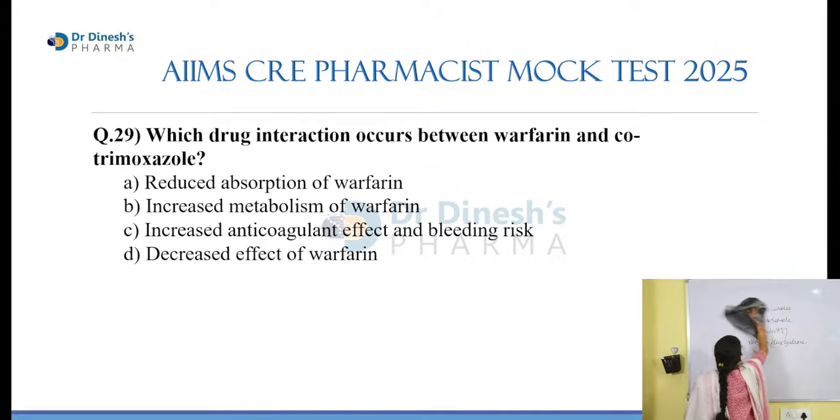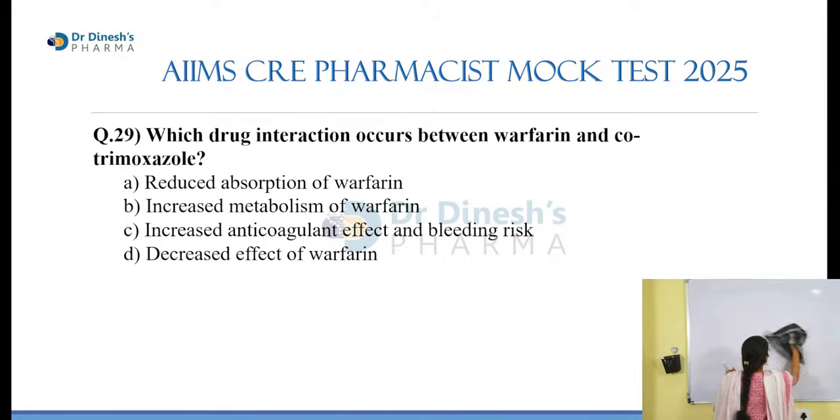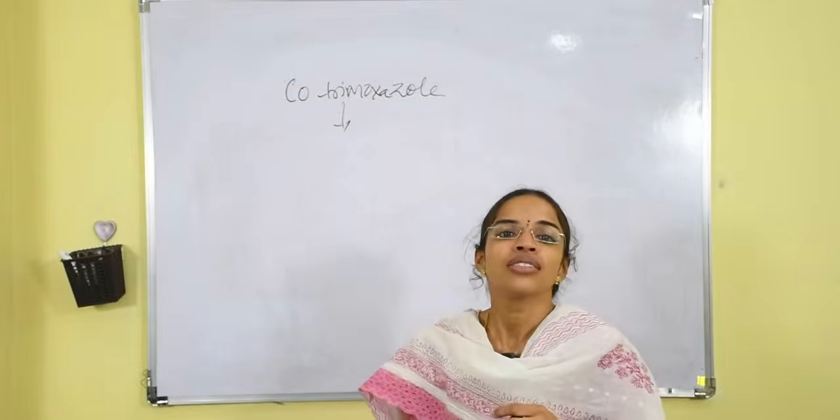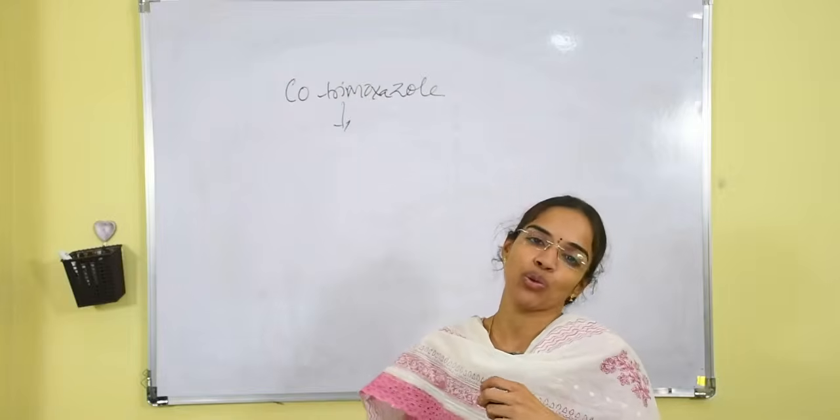Why? Why is there an increased anticoagulant effect and bleeding risk? What may be the reason? What exactly is the drug interaction here? Yes, cotrimoxazole. What is cotrimoxazole? First of all, this is also a very important question. What is it? The composition of cotrimoxazole is nothing but sulfamethoxazole with trimethoprim.